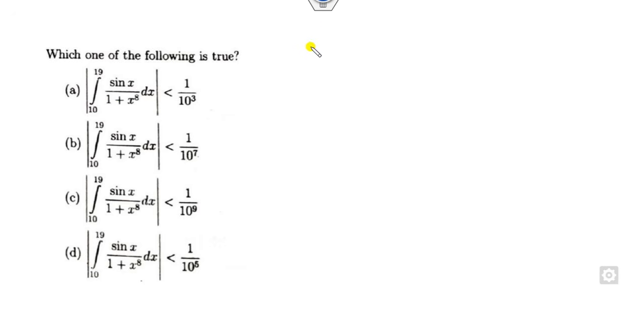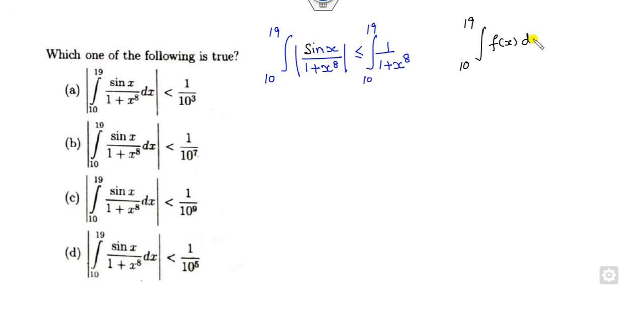Okay, which of the following is here? So again we can start from here. Sin x over 1 plus x raised to power 8. What is the modulus value? It is always less than this number. Fine. Once it is less than this, how can you say about that? Then the integration over 10 to 19, so I can think about 10 to 19 f(x) dx. Fine. Then what is that? Can you prove this number is less than something? Can you prove? Now what is my f(x)?